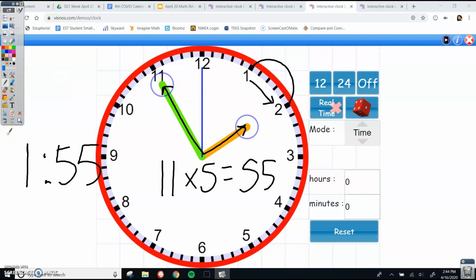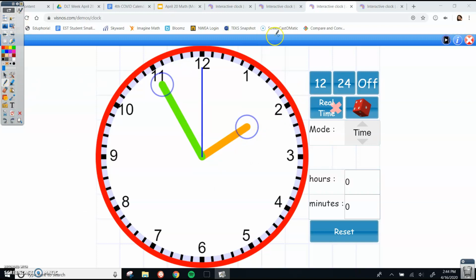A lot of people would get tricked and write 2:55. But 2:55 is only 5 minutes from 3 o'clock, so wouldn't the hour hand be closer to 3? Because 1:55 is only 5 minutes away from a new hour, which would be 2, the hour hand is pretty close to the 2.